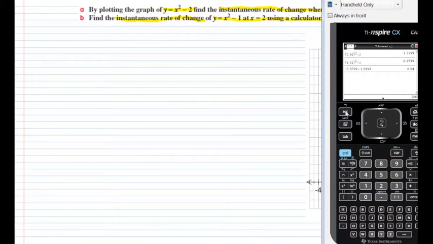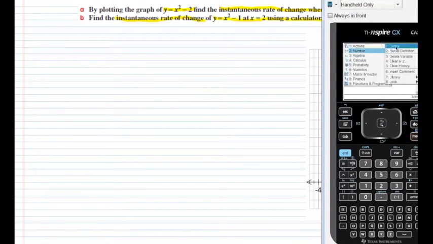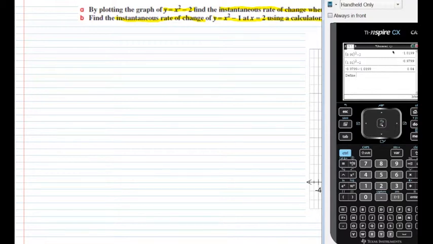So we're going to go menu, actions, define. Alright, we're going to call it f of x. So f bracket x is equal to x squared minus 2. So now what we've done is every time I type in f of x, it knows that we're talking about x squared minus 2.